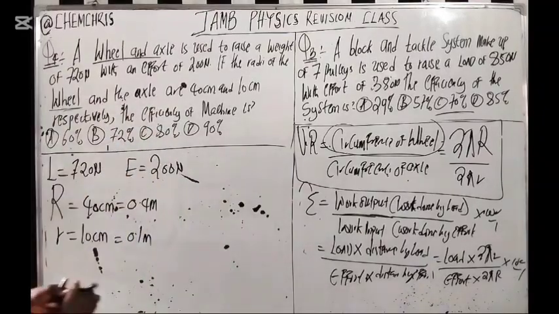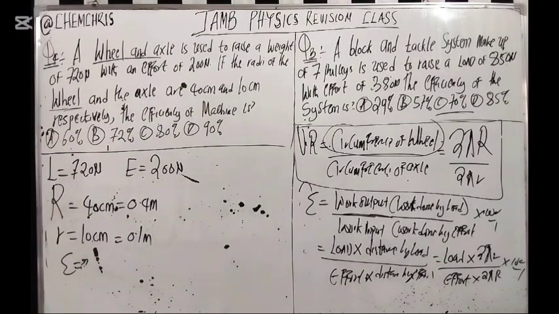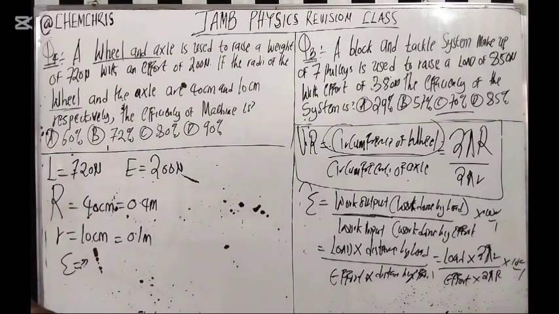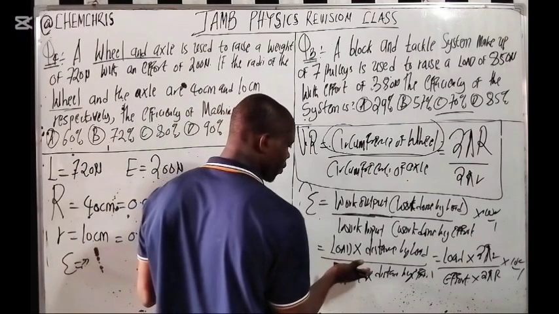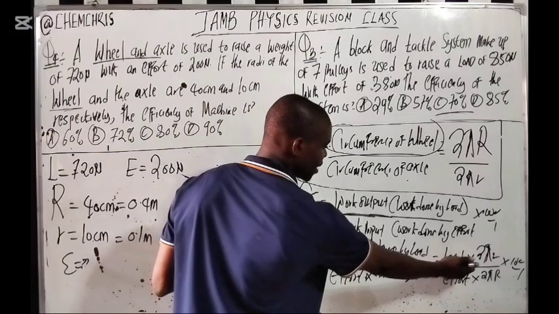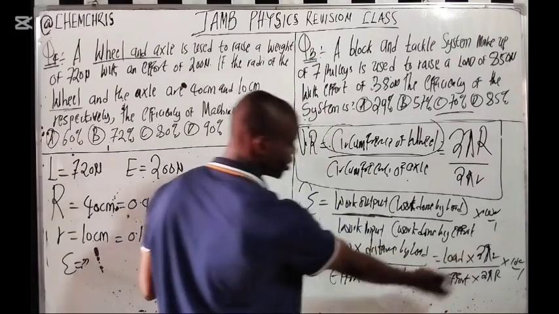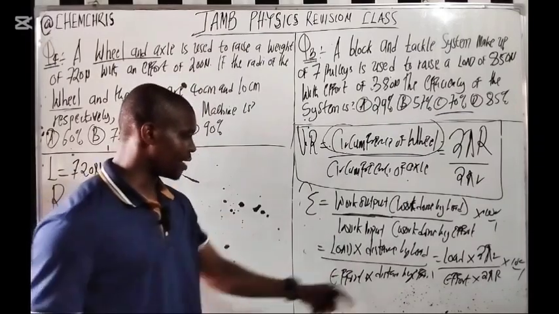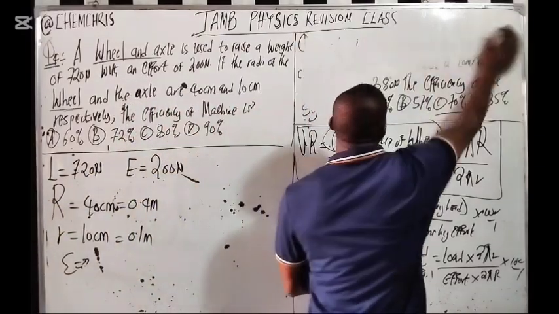When they say you should calculate the efficiency of the machine, what is the efficiency of the machine? So which formula are we going to make use of here? You can make use of this formula, load times 2 pi r over effort. Yes, this is the formula we have to make use of, which we have derived.